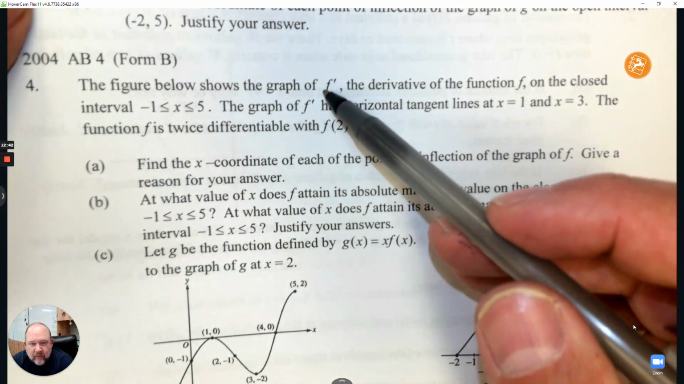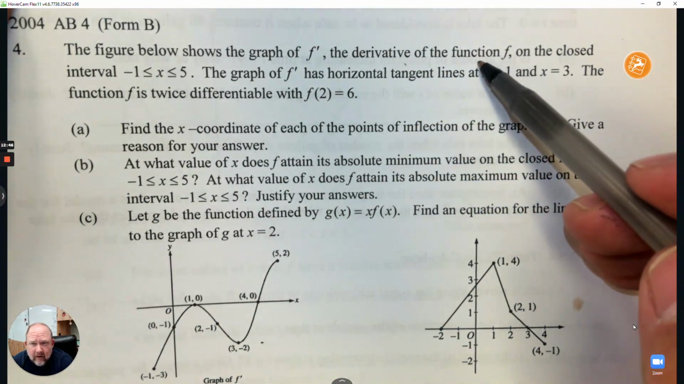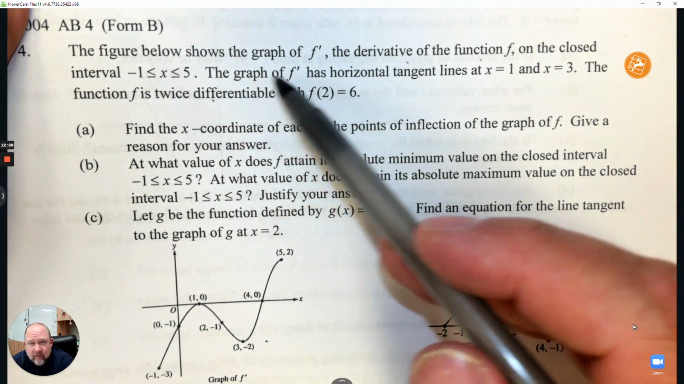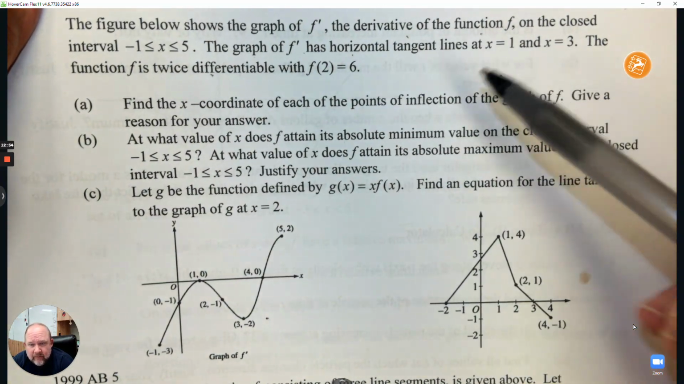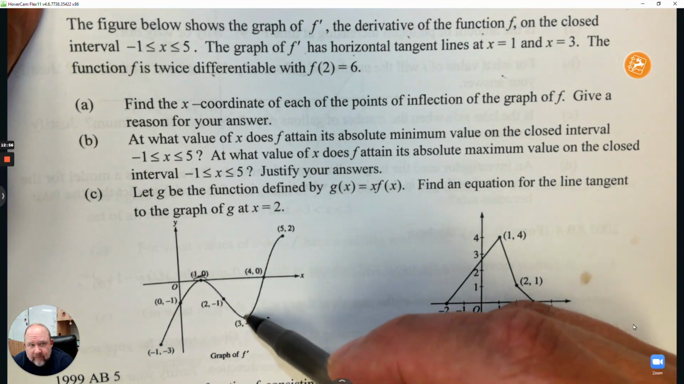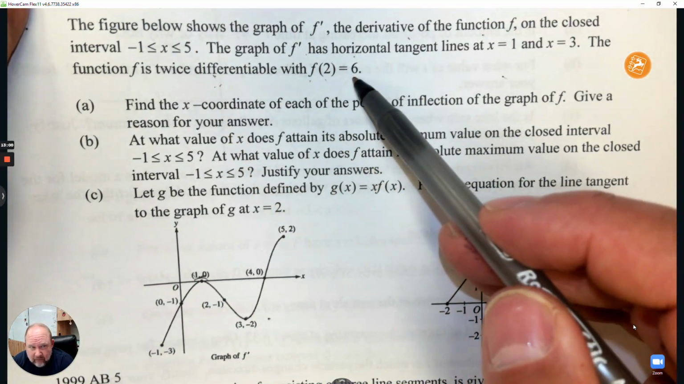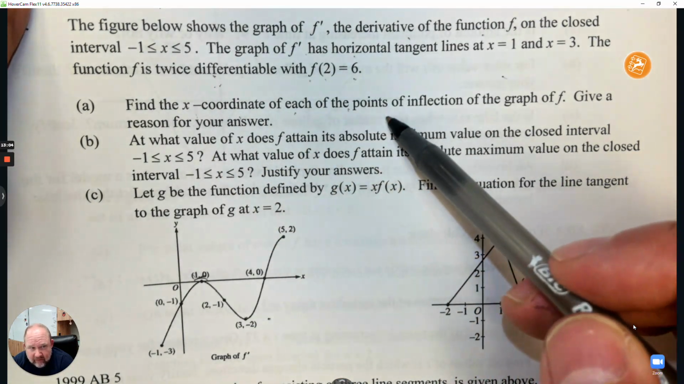The figure below shows the derivative of f, the derivative of the function on the closed interval from -1 to 5. The graph of the derivative has horizontal tangents at 1 and 3, so those are turning points. The function is twice differentiable and f at 2 equals 6. Find the x coordinate of each of the points of inflection of the graph.